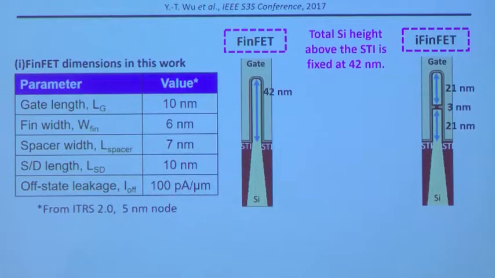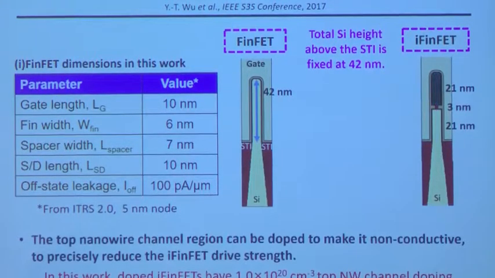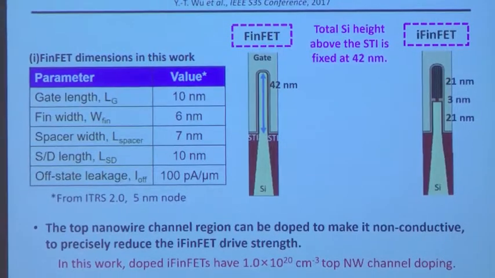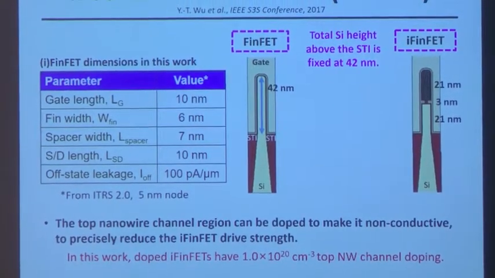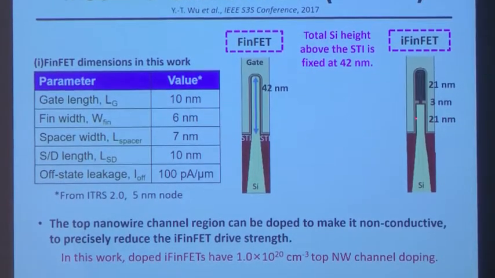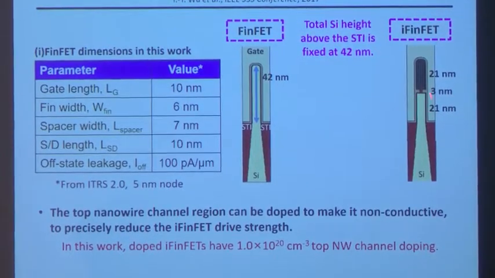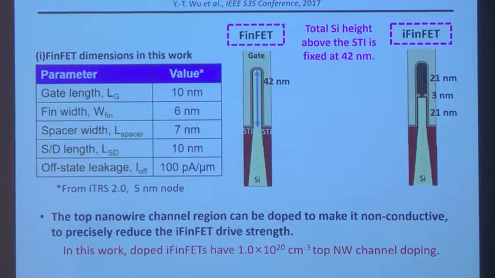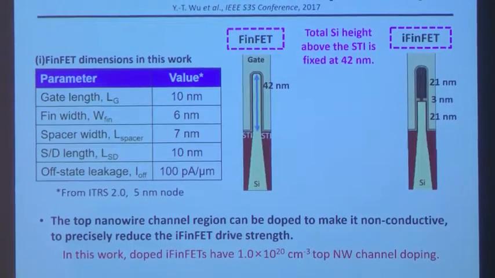But the nice thing here is that oxide layer can act as a dopant diffusion barrier. So you can actually implant and anneal and fairly uniformly dope that upper, I'll call it nanowire channel. So essentially, you're weakening this iFinFET, because now the effective channel width is just down here, right? In this work, and this is simulation work that I'm going to show, we just dope this heavily, but not so heavily that gate-induced drain leakage becomes a problem. We just dope it to make sure that this upper part of the FinFET doesn't ever turn on.